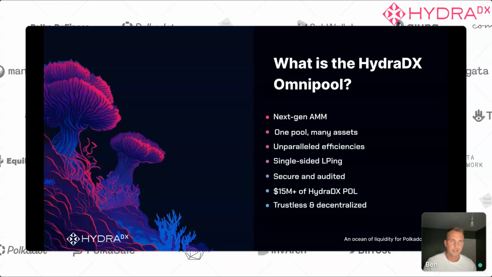So Hydra DX is a next-gen DeFi protocol, which is designed essentially to bring a notion of liquidity to Polkadot. Our tool for the job is the Omnipool, which in basic terms is an automated market maker, which unlocks unparalleled efficiencies by putting all assets in a single pool.